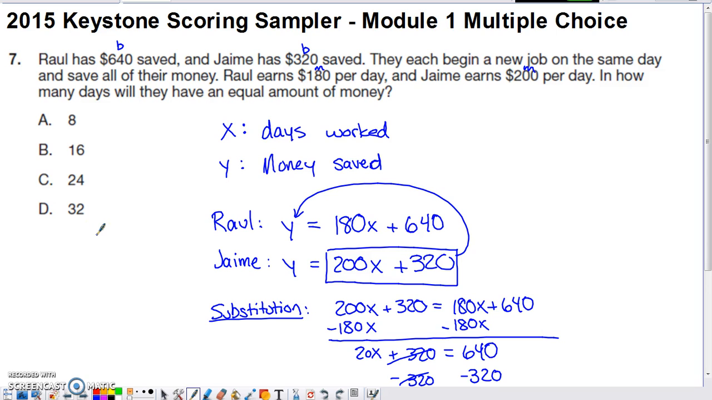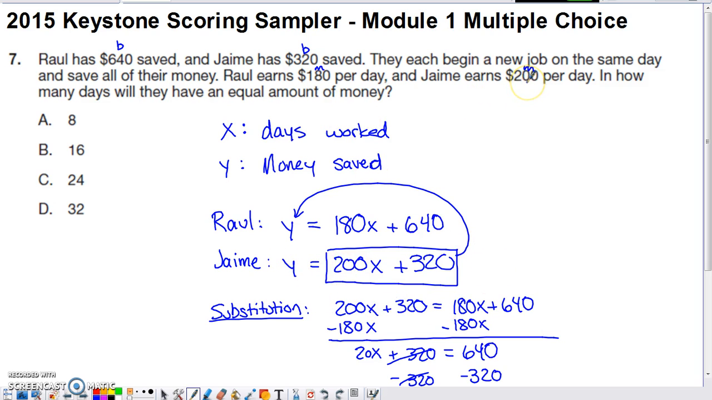The approach that I chose to go with, though, is I thought about Raul, and I realized, hey, it tells us the rate that he's earning money is $180 per day, and he begins with $640 saved. So what I thought is it makes sense to build a slope-intercept equation for Raul. Here's the rate that I put in place of M in slope-intercept form. Here's the beginning amount that he had saved that I put in place of B. And so X is going to be the number of days that he works, and then Y is going to be the amount of money that's saved after working for that many days. I did the same thing for Jamie, right?